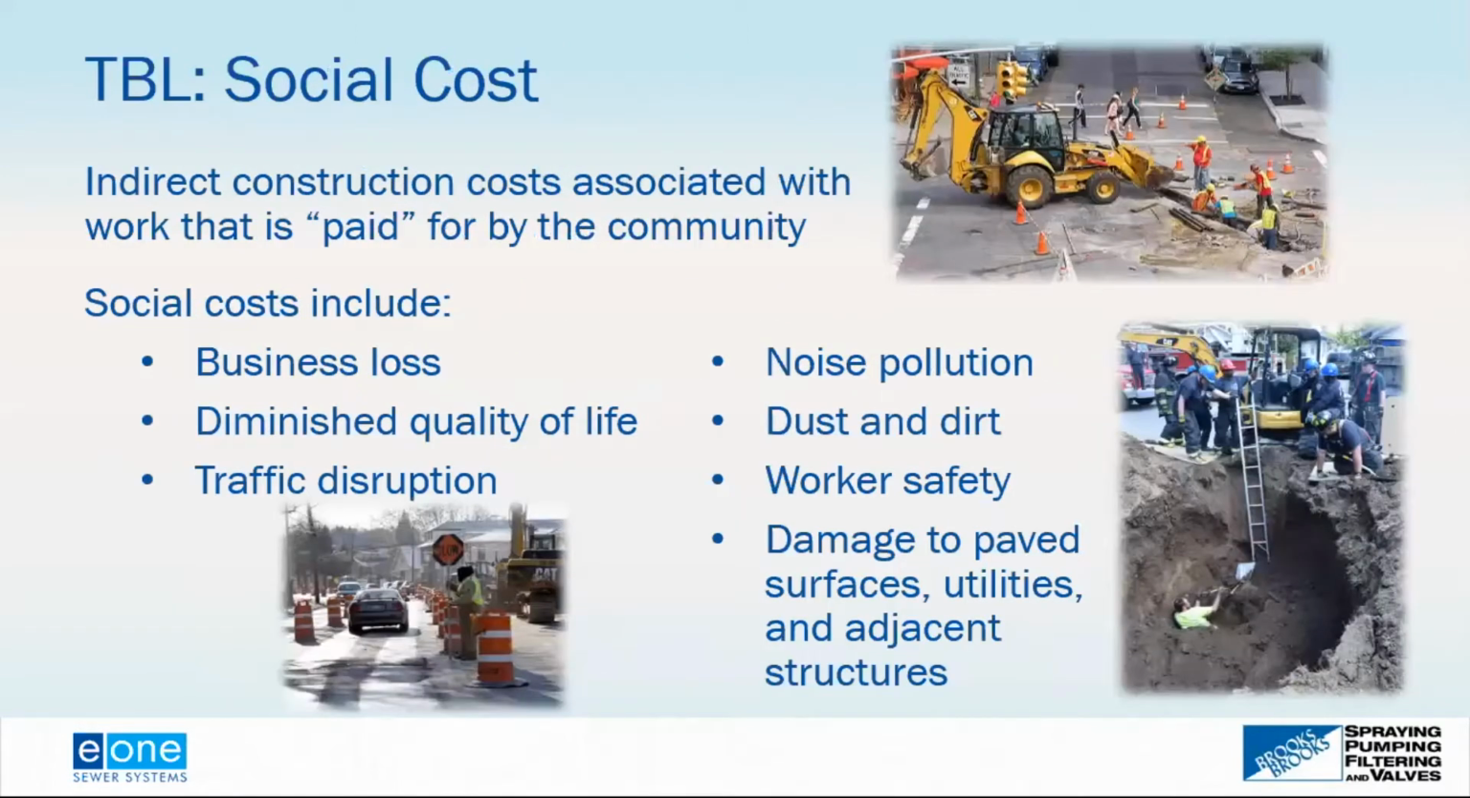So now we turn our attention to the second component of the triple bottom line, and that is the social cost. I already covered a lot of this in my anecdote, but the social cost is that indirect construction cost associated with work that is "paid for" by the community. And you can see I put paid for in quotations because it's not an out-of-pocket cost, but there is a cost to the community, and that cost includes business loss, diminished quality of life, traffic disruptions, noise pollution, dust, dirt, worker safety, and damage to paved surface, utilities, and adjacent structures.